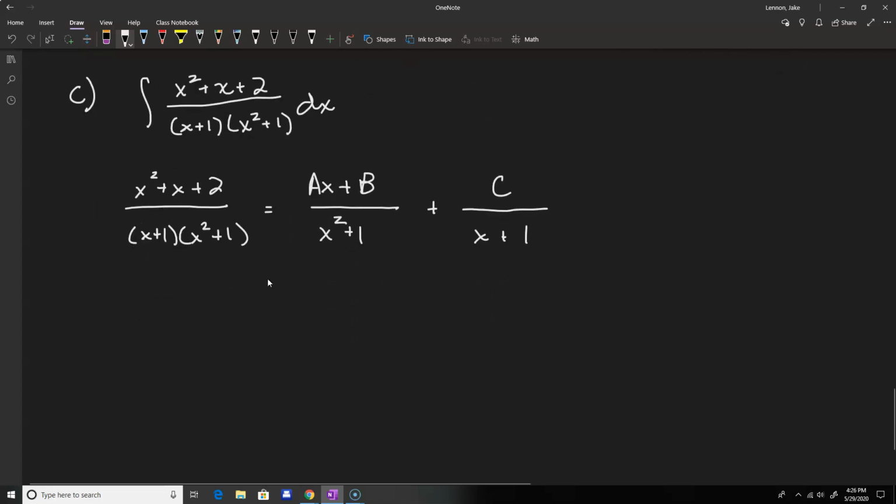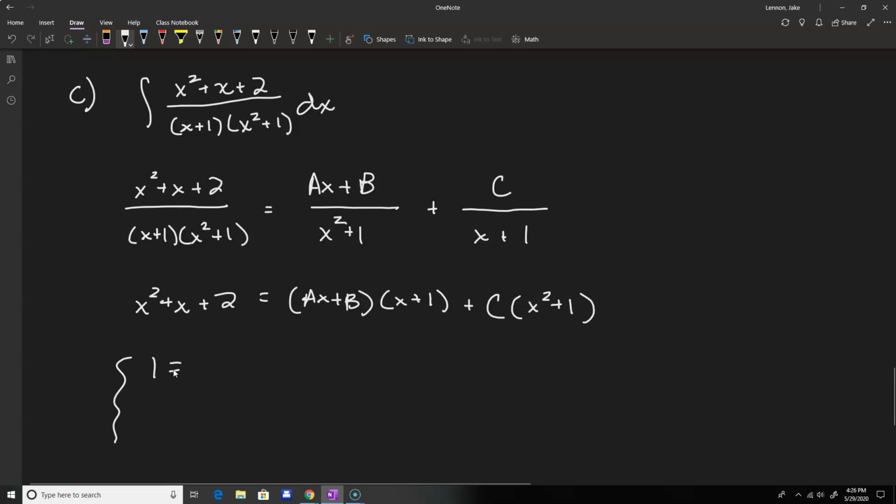So now, again, we want to multiply by the denominator, so we'll have x squared plus x plus 2, and that'll equal (Ax plus B) times (x plus 1), since the x squared plus 1 will cancel. And then the x plus 1 will cancel on the second term, but it will be multiplied by x squared plus 1. All right, so now we're going to have three equations we need to take stock of.